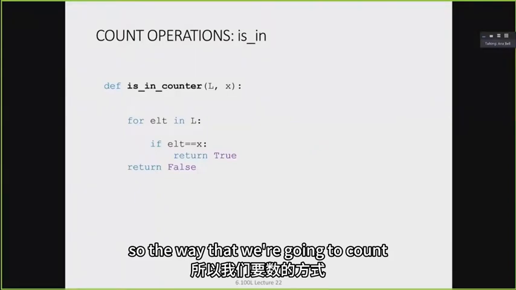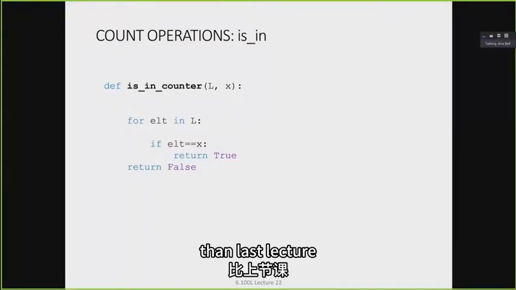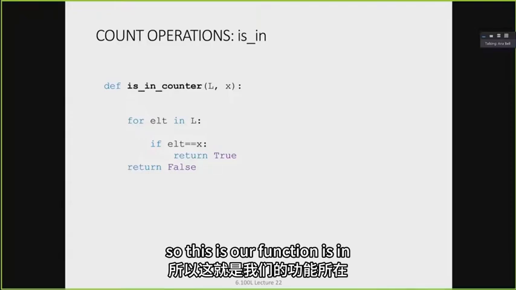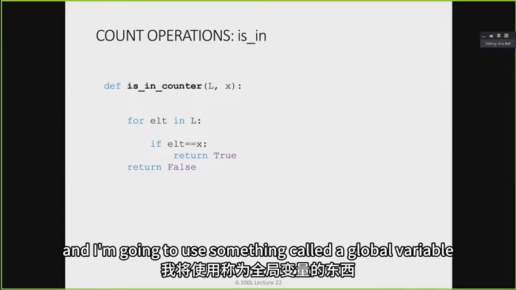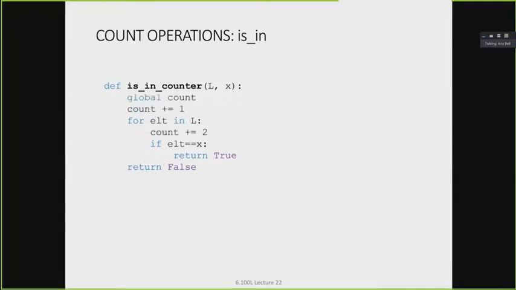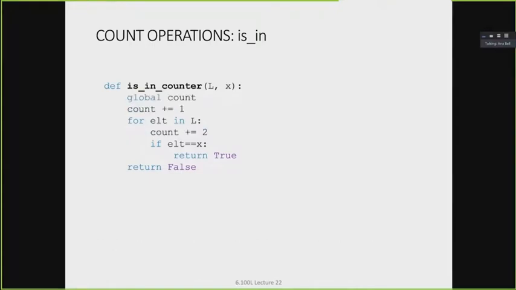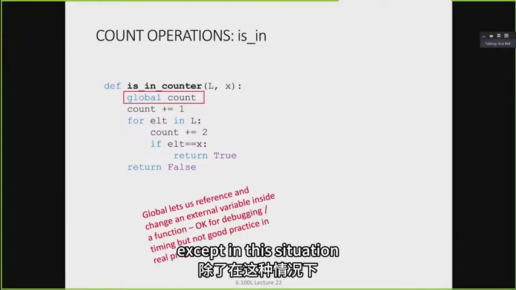So the way that we're going to count the number of operations, again, I'm going to do it slightly differently than last lecture, just to show you that there is another way to do it. So this is our function is_in. It's going to count how many operations we have. And I'm going to use something called a global variable. I'll show you again the difference between them. So it's just these 3 lines that I added. And you should never, ever use global variables in your programs, except in this situation.